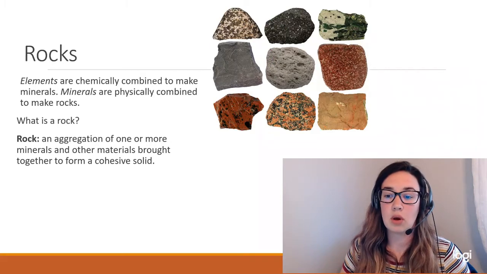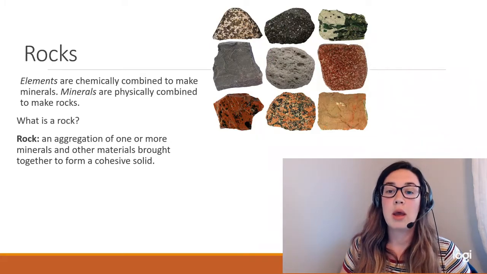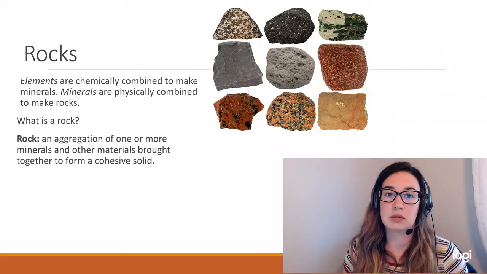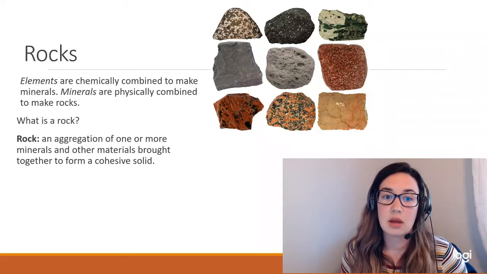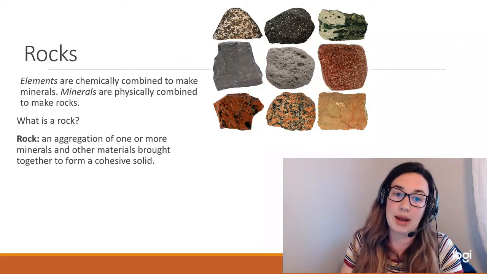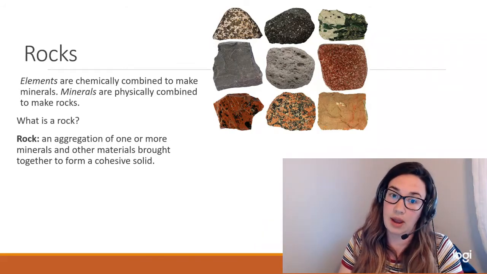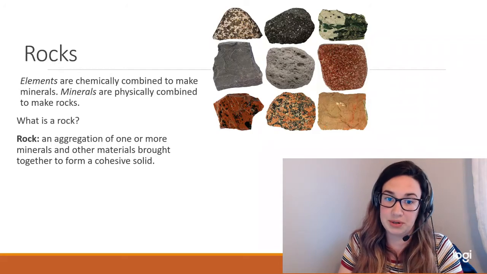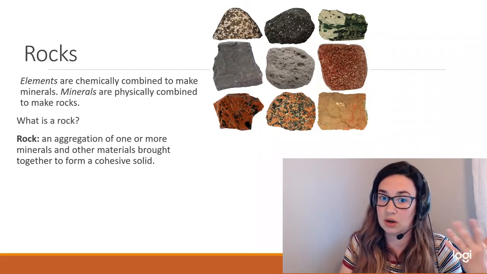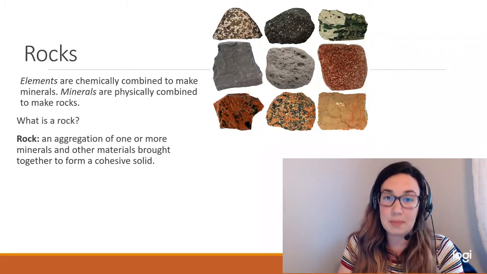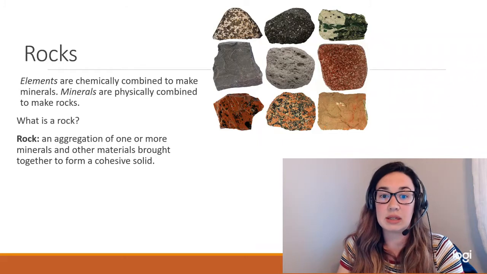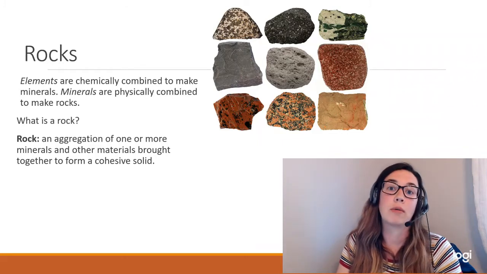Okay, so we know what a mineral is now. So what is a rock? Now, you can't really use these interchangeably because they are different things. Elements are chemically combined to make minerals. So that's the basic structural building block. Elements like silicon, oxygen, iron, or whatever, are chemically combined to make our minerals. Minerals are physically combined to make our rocks.